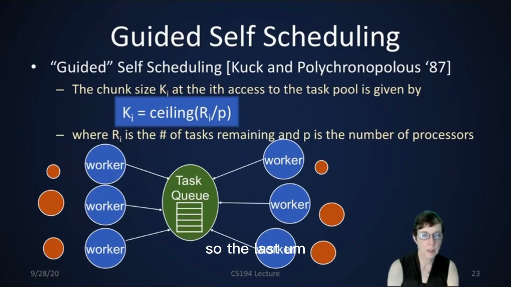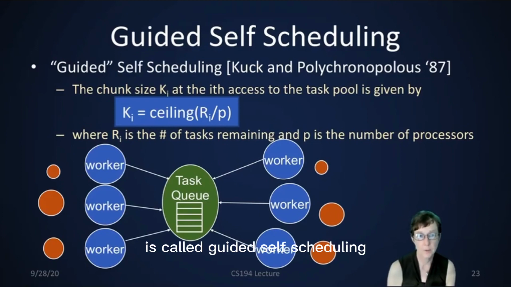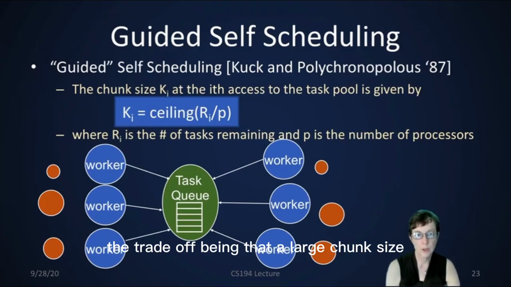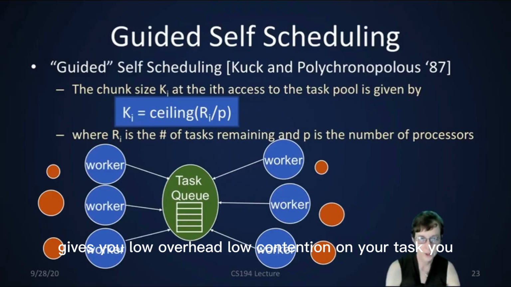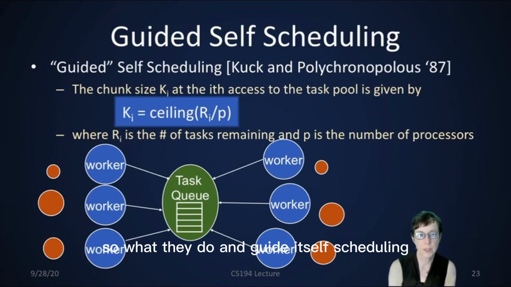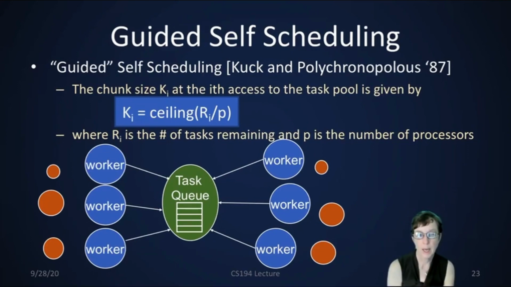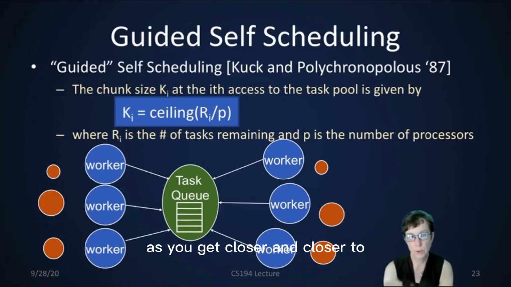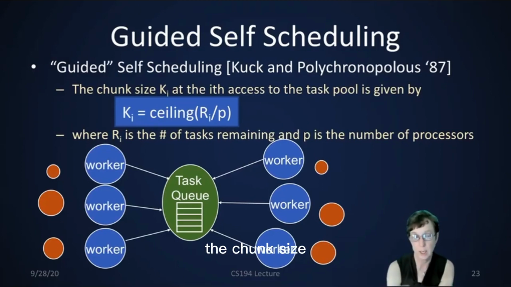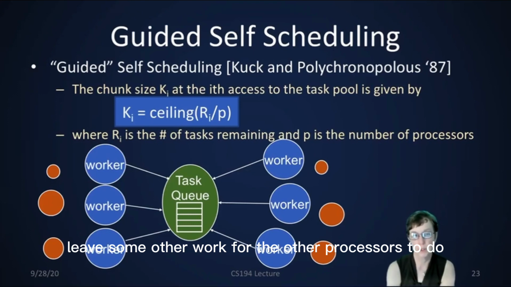Okay. So the last of these variations on self-scheduling that we'll talk about, and by the way, there are more, is called guided self-scheduling. And this one is also implemented in OpenMP, or is provided as one of the basic ideas. And it's really getting at this trade-off. The trade-off being that a large chunk size gives you low overhead, low contention on your task queue. The small chunk size gives you even finish time. So what they do in guided self-scheduling is they start with large chunks at the beginning, and as you get closer and closer to running out of total tasks, then you start shrinking the chunk size, so that you leave some other work for the other processors to do.